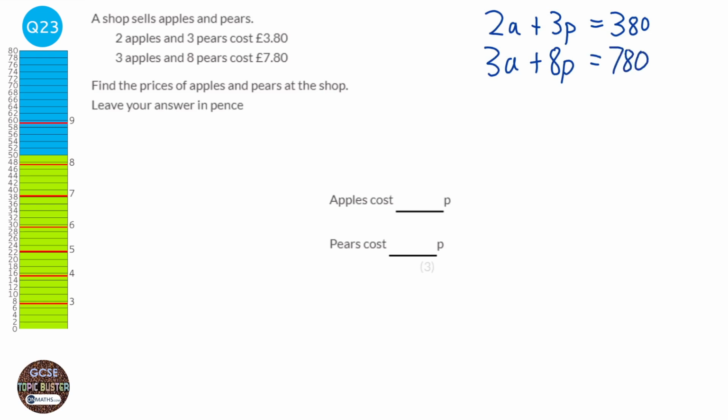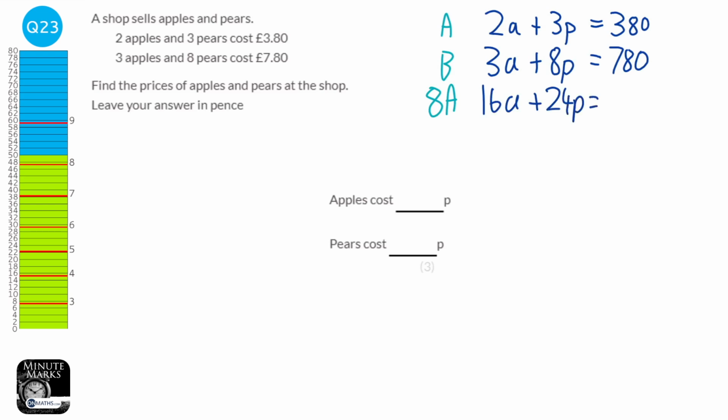Or 780 pence. Okay, so the first thing I do is try and get these numbers the same. So 3 and 8, they both go into 24, so I need to make them both 24. And what some people do is they just label this A and this B. So we're going to multiply everything in equation A by 8, so that this becomes 24. So it's going to become 8A. So we're going to times the 2a by 8, which will be 16a plus 24p, and 380 times 8 is 3040.